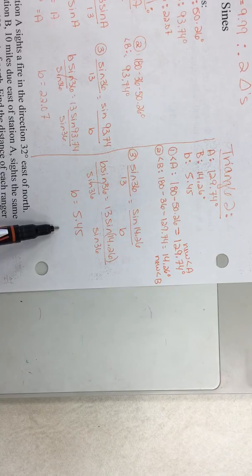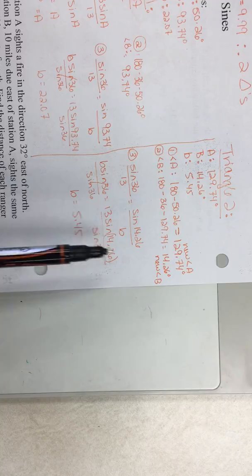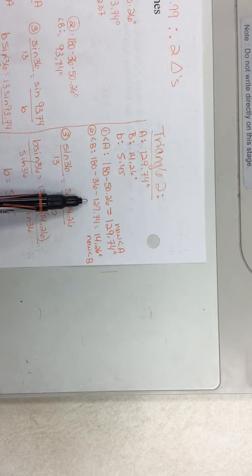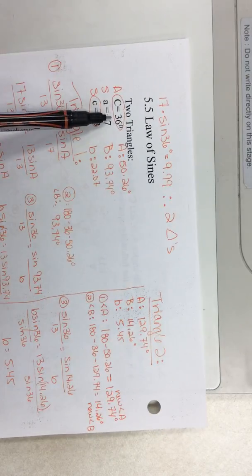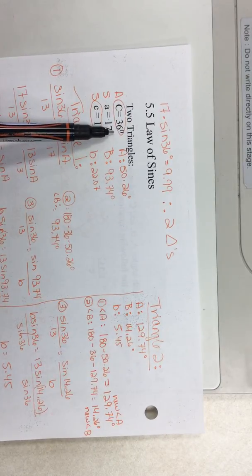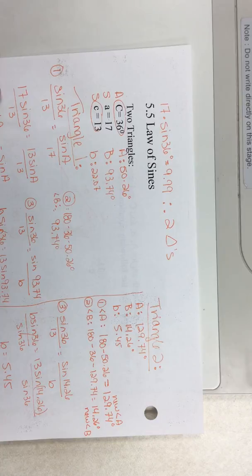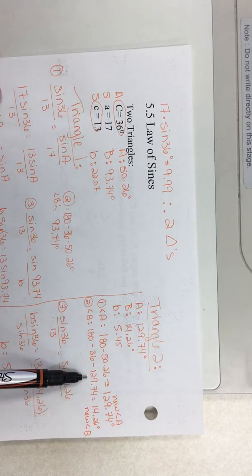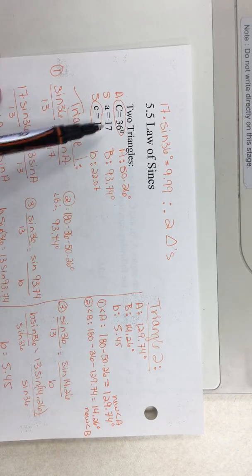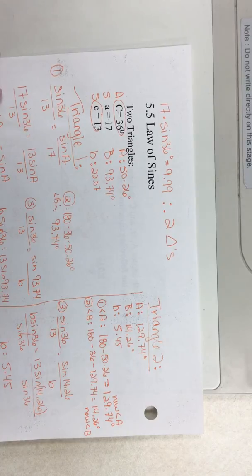Hallie? For number 2, you took 180 minus 36, and then the 129.74. Correct. And get the 129.74. Where did you get the 36? The original angle that was given. Okay. Yep. So I'm taking it minus A, which is the new A, and C, to find my B.